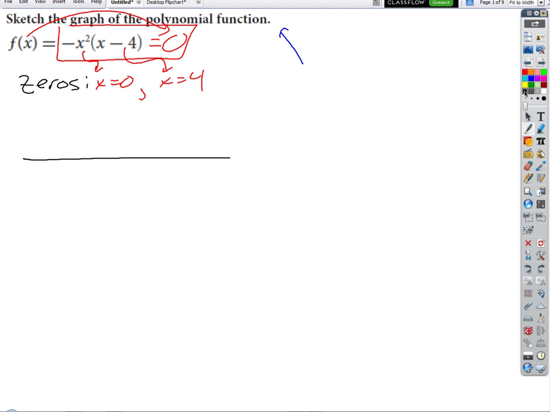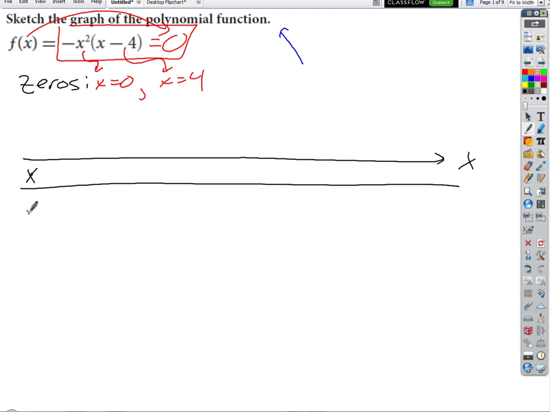Give yourself plenty of room. So that's the x-axis. We're going to make a row in the table for x and a row in the table for f of x, or we can even just call it y if we want to, right? Okay, so everything that we do that we've talked about can be summarized in this table. Let's start off with the domain and the end behavior. What's the domain of this function? Is there going to be any restriction on it?